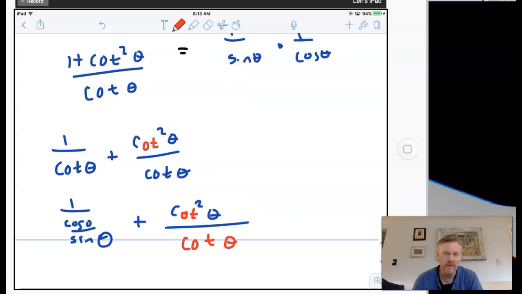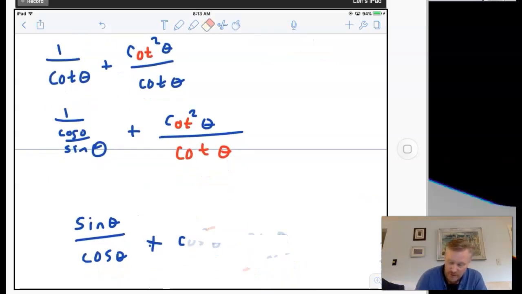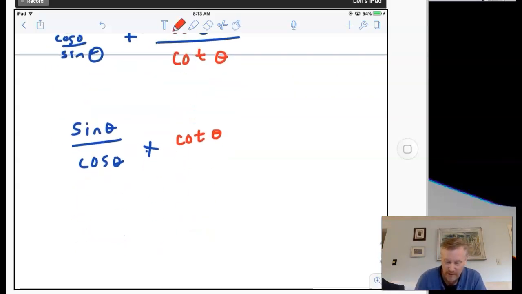I made a mistake there. If we could back up just for a second. I changed that cotangent to a cosine for some reason. Just a human error. Please fix that. So I changed it to red there. So it should be cotangent squared over cotangent, which is good old regular cotangent. So cotangent squared divided by cotangent is a regular cotangent. Cotangent is cosine over sine.